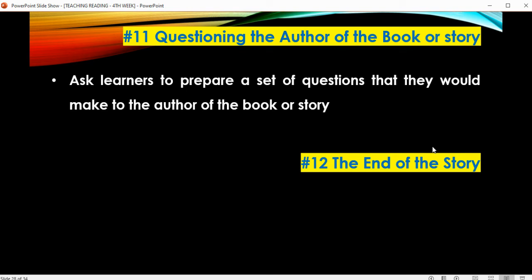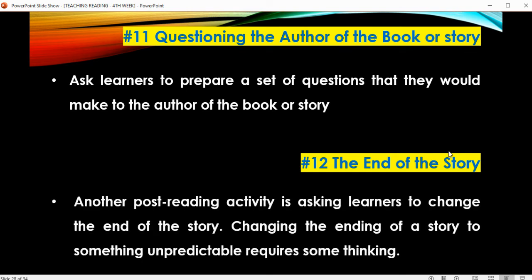The other activity, number 12, is the end of the story. Here you are going to ask the students to change the end of the story. Changing the ending of a story to something unpredictable requires some thinking. So they are going to guess or imagine different situations, different actions, and they are going to make up another ending. Maybe the story has an ending, so they could create an alternative ending. All right, so this is another entertaining activity that they could do in class.